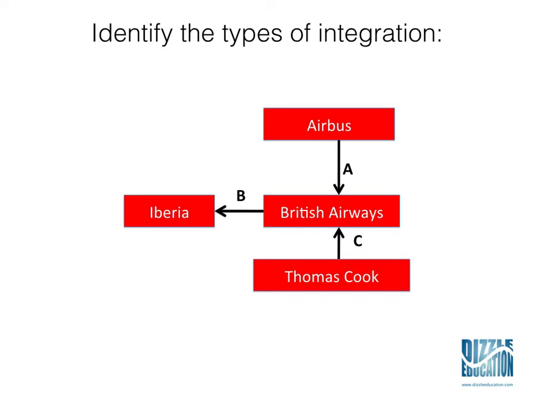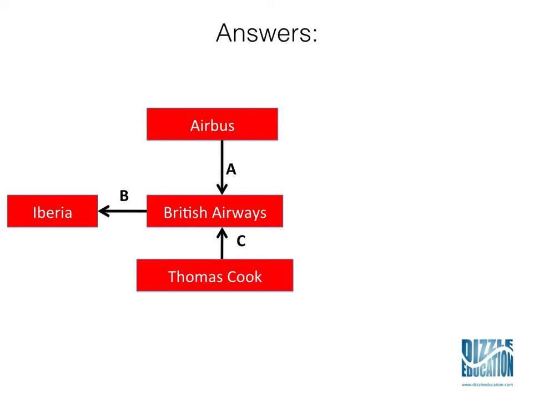Have a look at this diagram here, pause the video and think about what the answers would be, what type of integration you've got occurring at A, B and C. Moving on, hopefully you've worked out the answers to those. In A's situation, it's forwards vertical integration. If Airbus, who make the planes, were to take over British Airways, who use those planes to fly people around, that's moving towards the consumer, so that would count as forwards vertical integration.